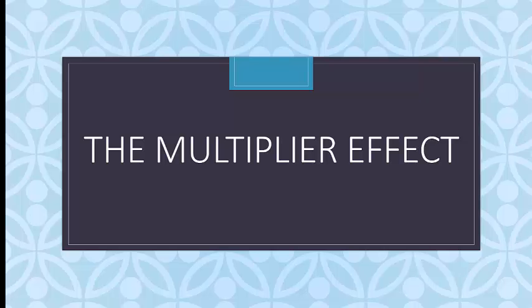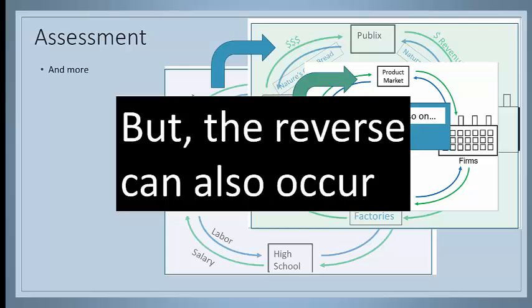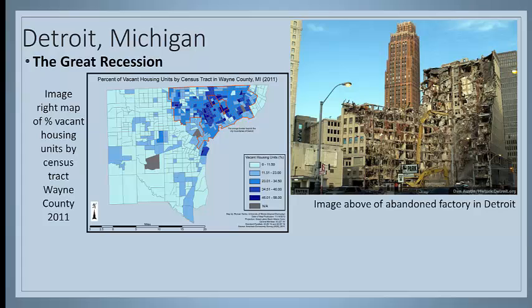The multiplier effect. The multiplier effect is when one person's spending becomes someone else's income. The circular flow illustrates this. The model can speed up or slow down. This reversal means bad news. Detroit during the Great Recession is evidence of how one industry's downturn spirals and affects many others.